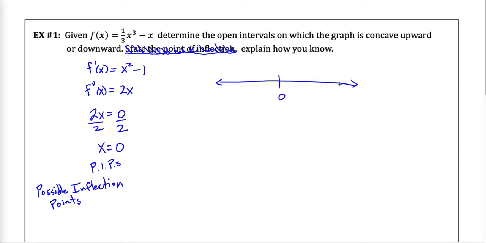And Jack? You plug in a number to the left and a number to the right of 0 into the second derivative. Perfect. Plug any kind of a test number into the second derivative. This second derivative is awfully easy, so it really doesn't matter what number we pick. So 2 times -1 is -2, which is a negative answer. 2 times 1 is 2, which is a positive answer.